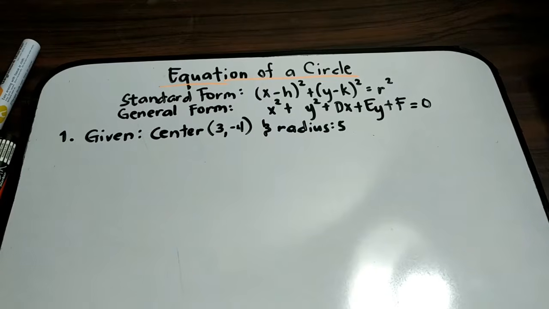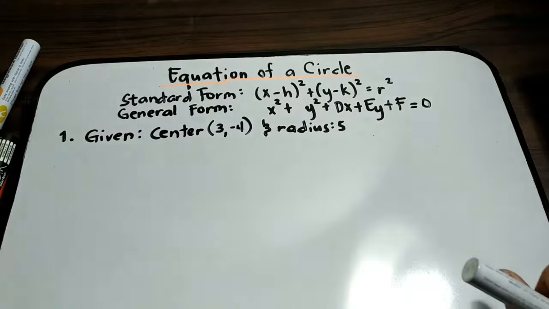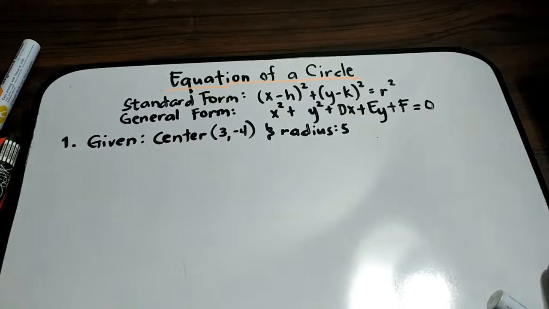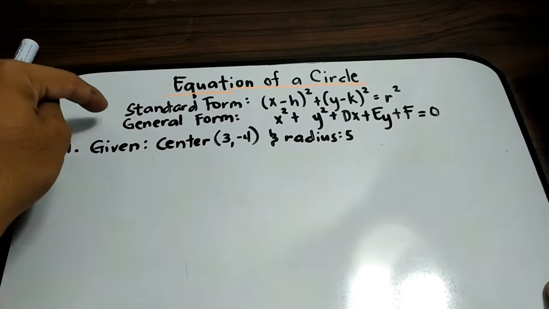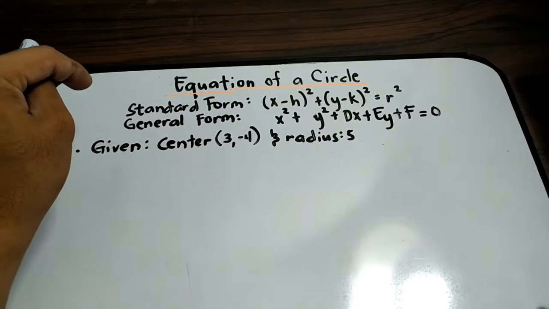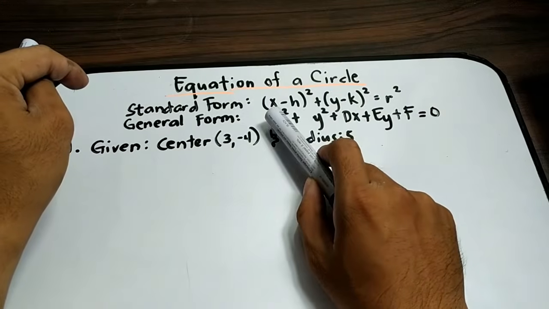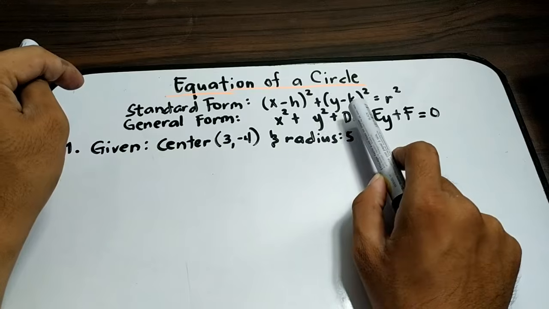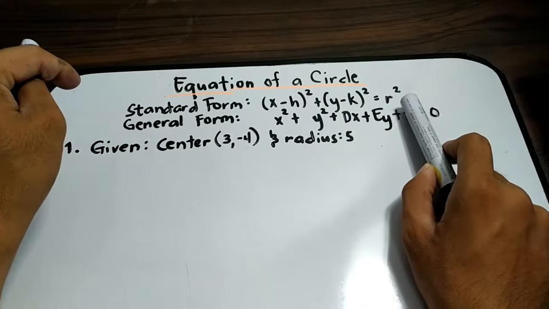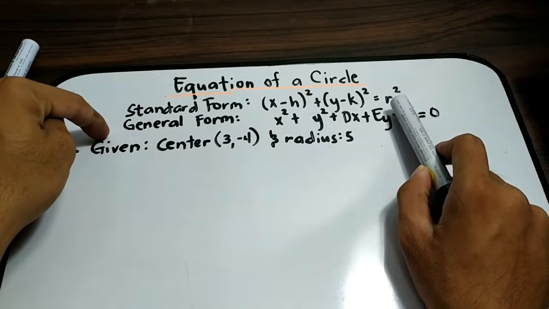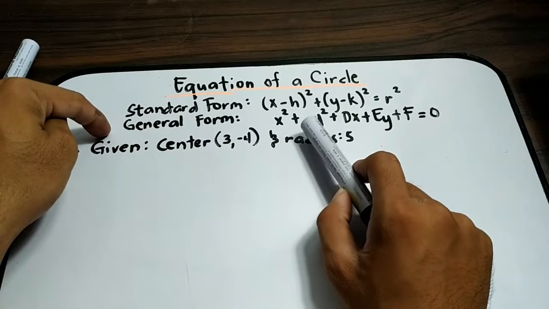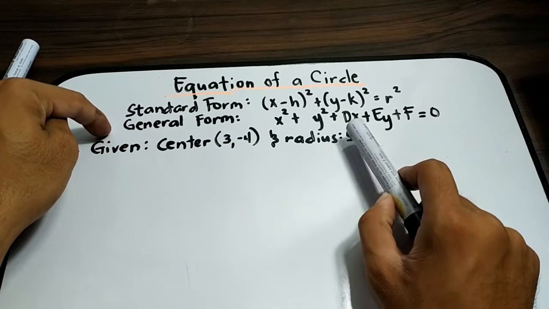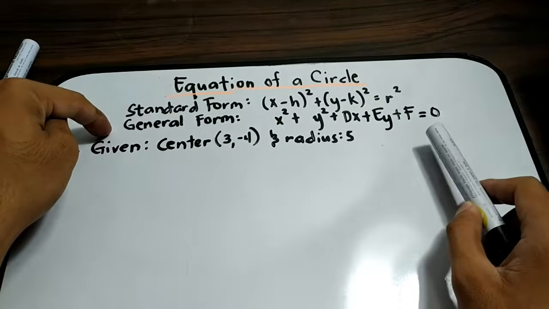Hi, in this video we're going to have the equation of a circle. So we have here two different forms. We have the standard form of the circle, which is the quantity of x minus h squared plus the quantity of y minus k squared is equal to r squared. And then for the general form, we have this one, x squared plus y squared plus dx plus ey plus f is equal to 0.